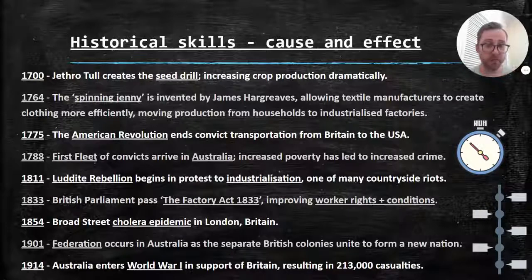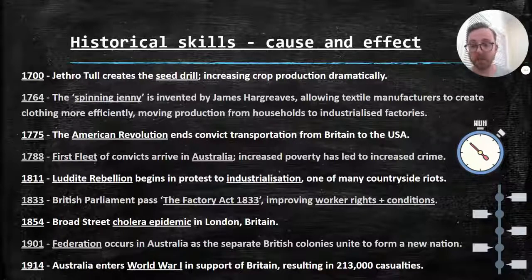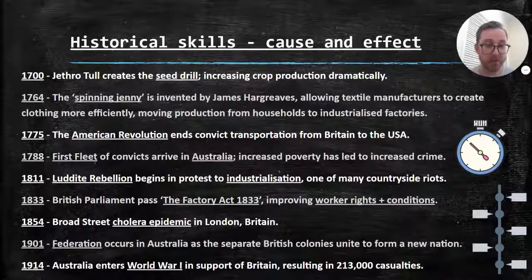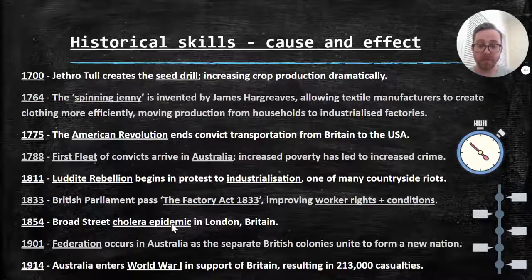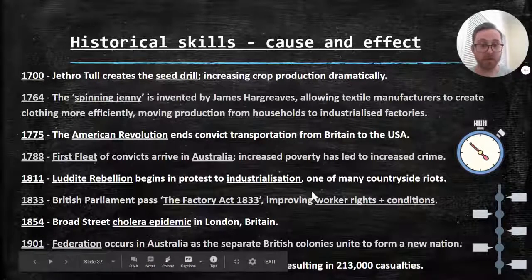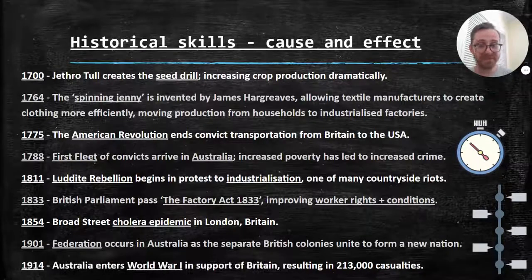We are still technically part of the British Empire, the British Commonwealth, which is why we entered the war in World War I. In 1914, Australia enters World War I, which is a very, very significant event, obviously. It was a world war, and it resulted in 213,000 casualties. So those people were injured, they lost their life because of this. So cause and effect, just trying to show you guys how all these different dominoes or steps are connected to each other.